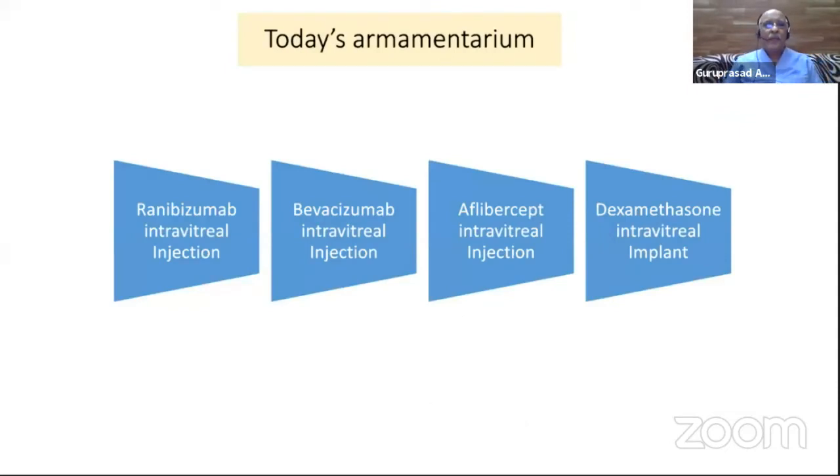In today's armamentarium, we have ranibizumab, bevacizumab, aflibercept, the VEGF trap, and dexamethasone intravitreal implantation, which can be used effectively in the treatment of diabetic macular edema. Let us see some examples.